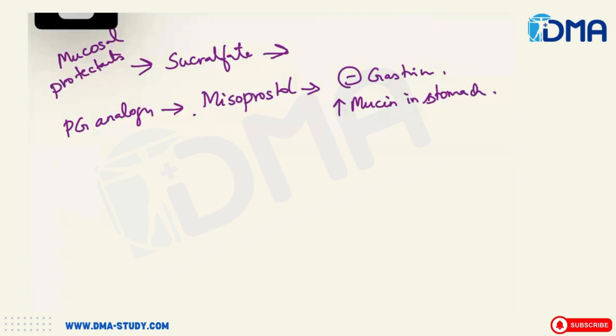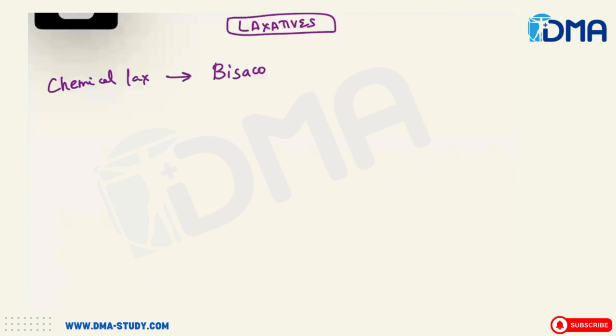If you ask me another thing, what are the laxative agents which are used? Laxatives that you know of. First, chemical laxative, bisacodyl. It directly stimulates the GIT nerves and it increases the peristalsis. It is rather an irritant laxative. Right? Then, mechanical laxative.